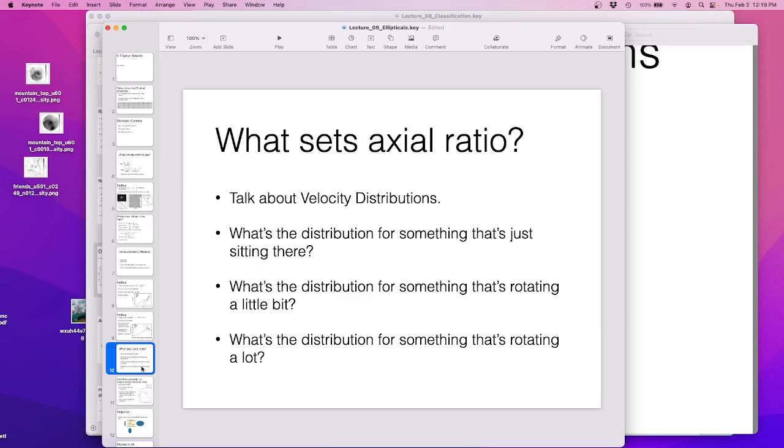Why are they elongated? They're either elongated because they're rotating and that rotation flattens things out, or they're just sitting there and they have an anisotropic velocity distribution. What does this mean?